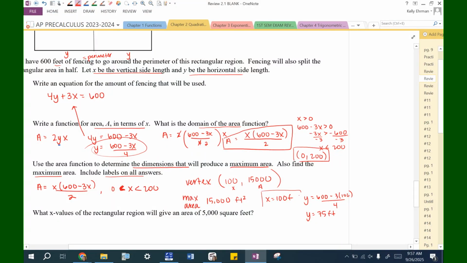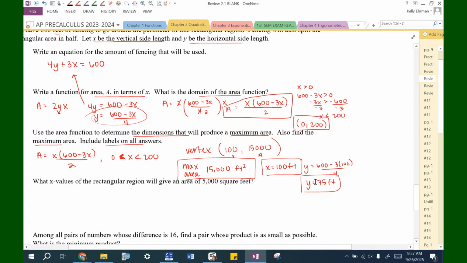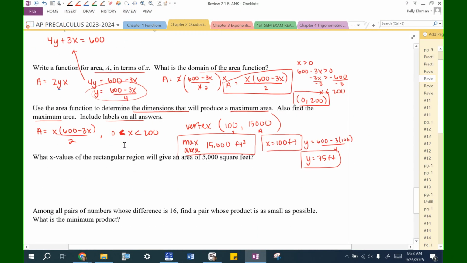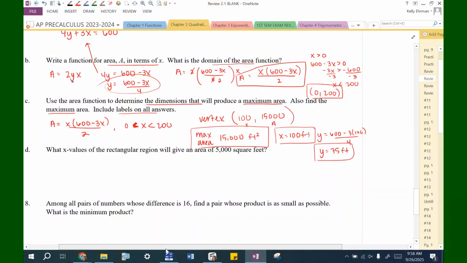Okay, so x is 100 feet, y is 75 feet. The max area is 15,000. These are not perfect square corrals because we have fencing down the middle, so it's not possible to make a nice square, but it's as close to a square as you can get with that dimension of fencing.